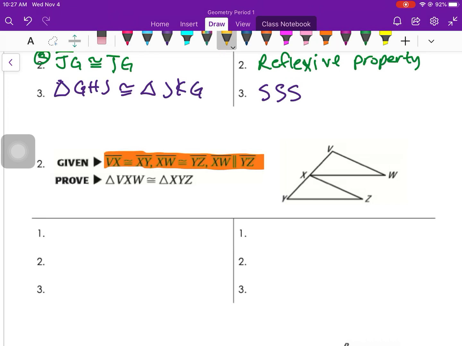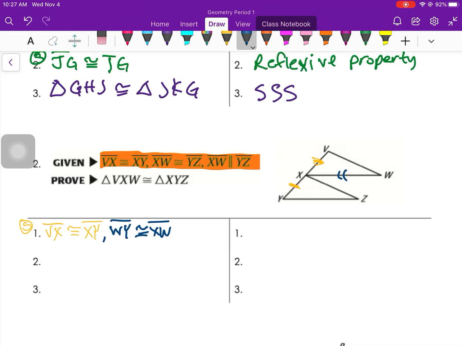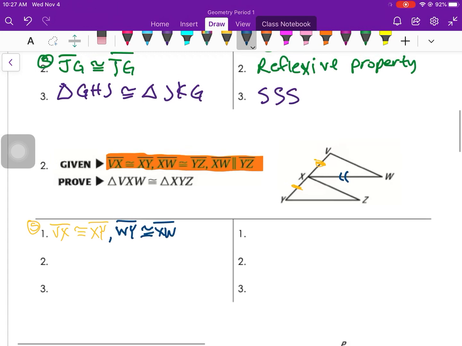So let's try that for this next one. Got my givens. We're going to write all that fun stuff down. So VX is congruent to XY. They didn't mark it on it for us, so let's mark that. So we have a side. Then I know WY is congruent to XW. So let's mark that. XW is congruent to YZ. So I've got another side. So I'm going to put a little S and circle it.